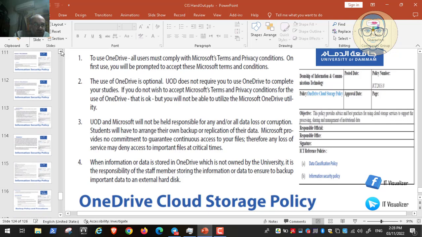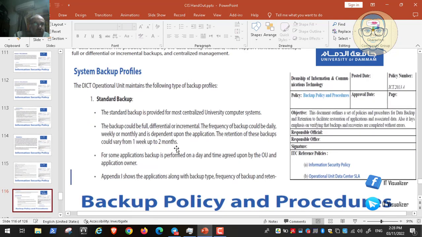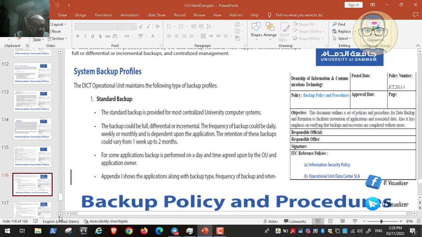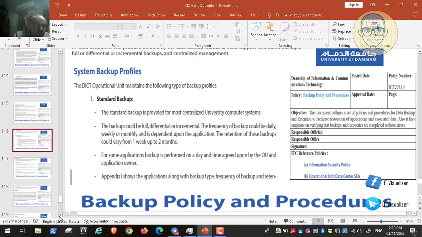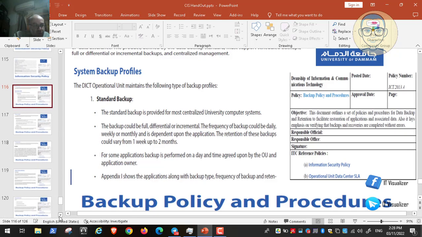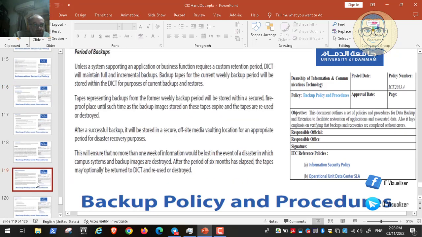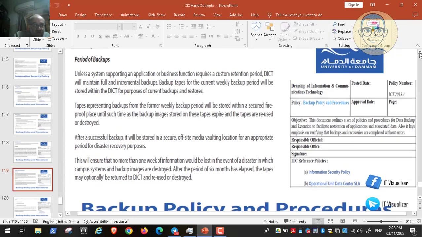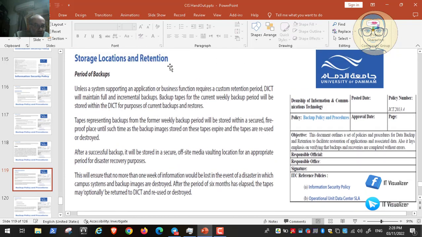It begins with the system backup profiles. We have discussed that we have four types of backups: standard, critical, special, and no backup. And then we discussed the storage locations of the backup and the retention period of every type of backup.